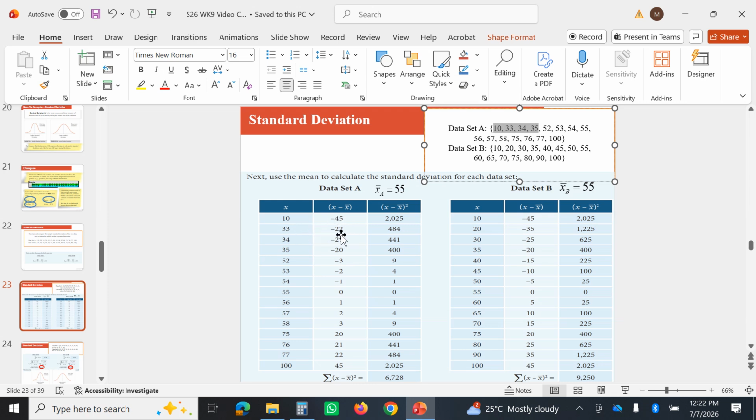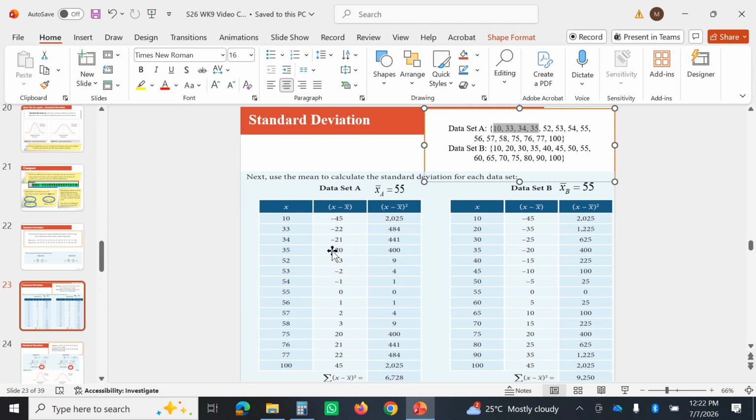33 minus 55 is negative 22. And that's the tough part. If there's a negative sign there, you have to keep it, because I give marks for filling all these in. I don't just give marks for the answer. I want to see these charts filled in properly. Okay? Because it does take a little bit of time, and you have to give it its due space.